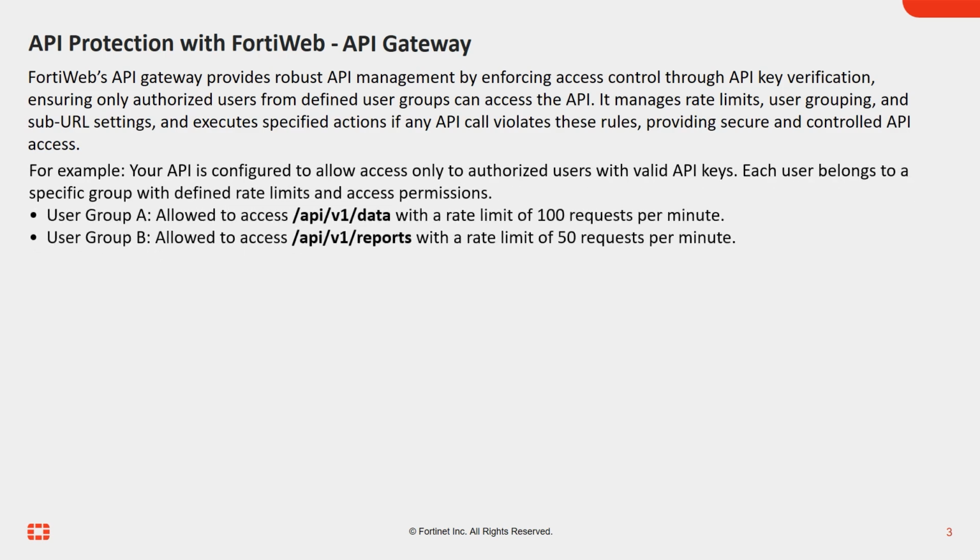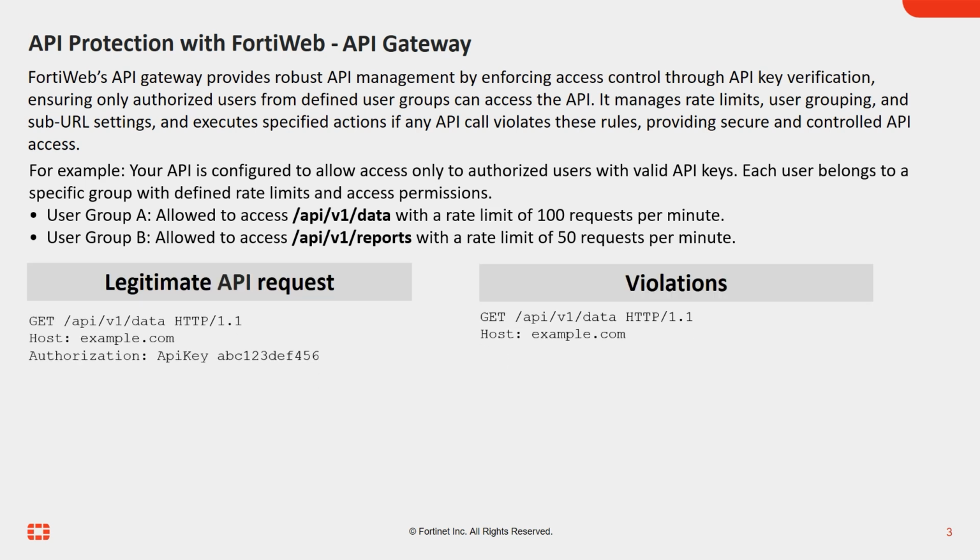In this example, your API is set up to allow access only to authorized users with valid API keys. Each user belongs to a specific group, each with its own rate limits and access permissions. User group A is allowed to access /API/v1/data with a rate limit of 100 requests per minute, while user group B can access /API/v1/reports, but is limited to 50 requests per minute.